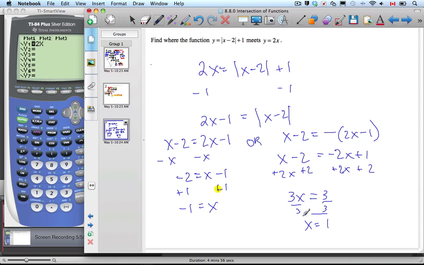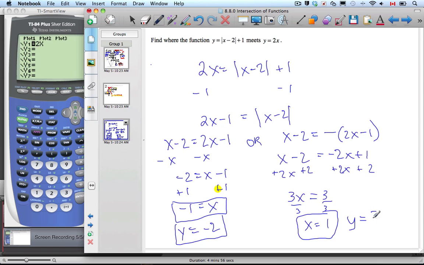Now, it seems like maybe the second answer is just the positive or negative of the first, but please don't be fooled by that. It just happened to be this particular answer. We do need to find the y value. It doesn't matter which equation we put it in, so let's do the easy one, y equals 2x. With x equals negative 1, we have 2 times negative 1, which is negative 2. And with x equals 1, 2 times 1 is 2.